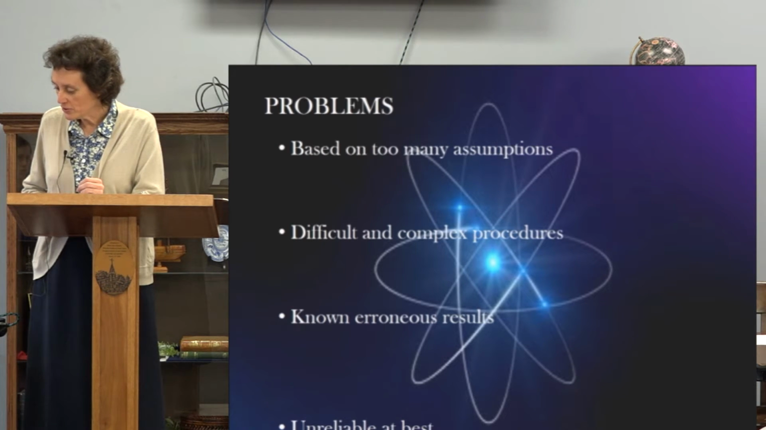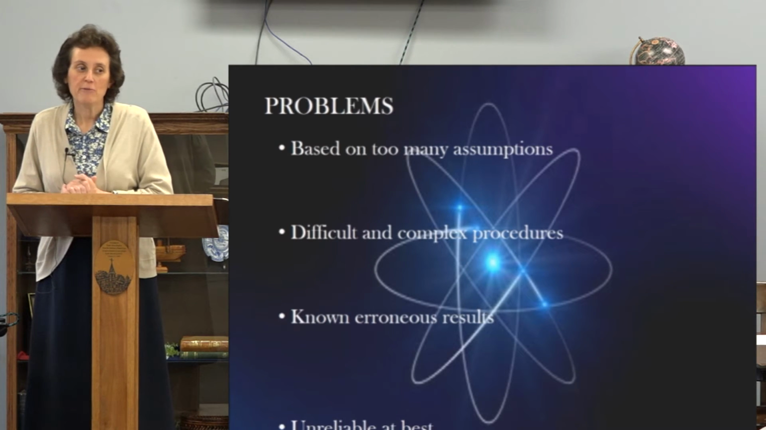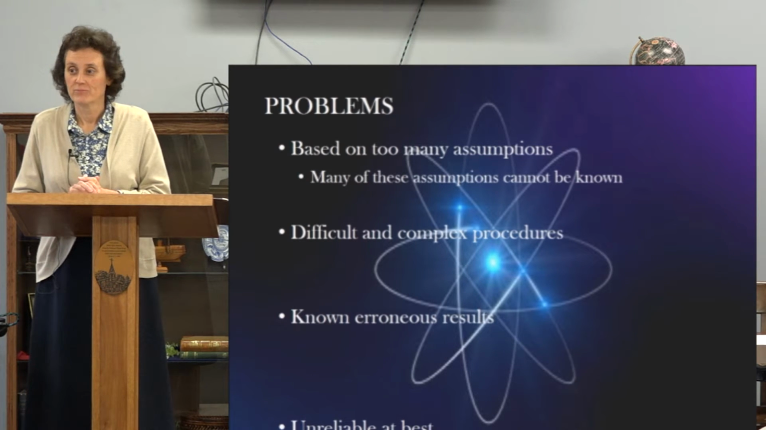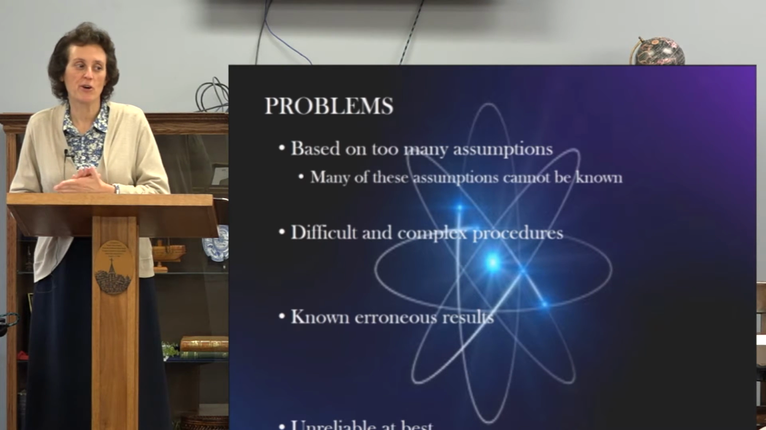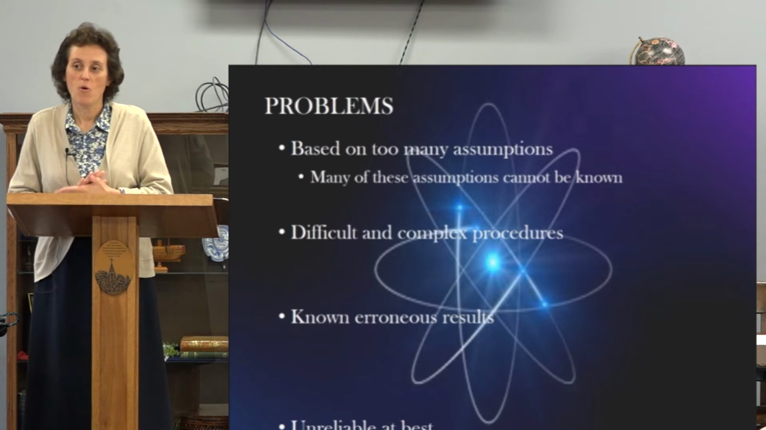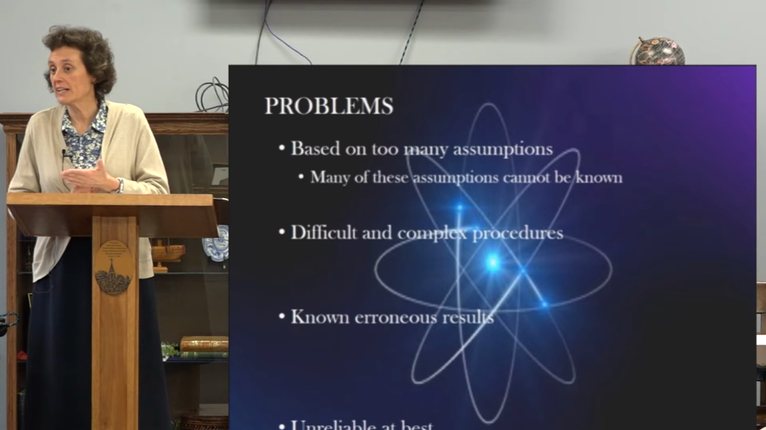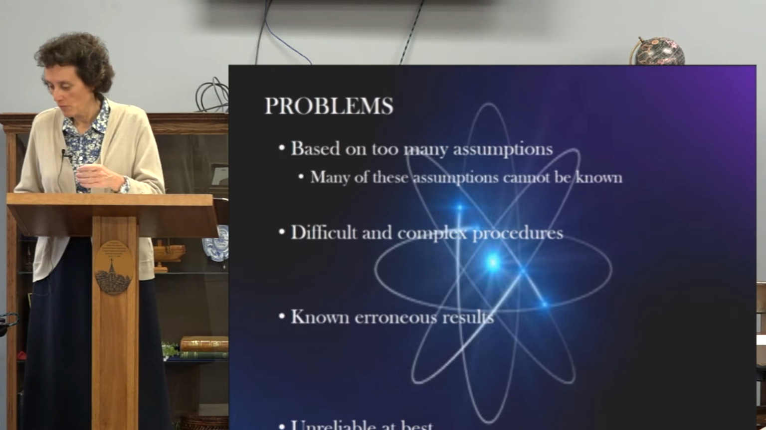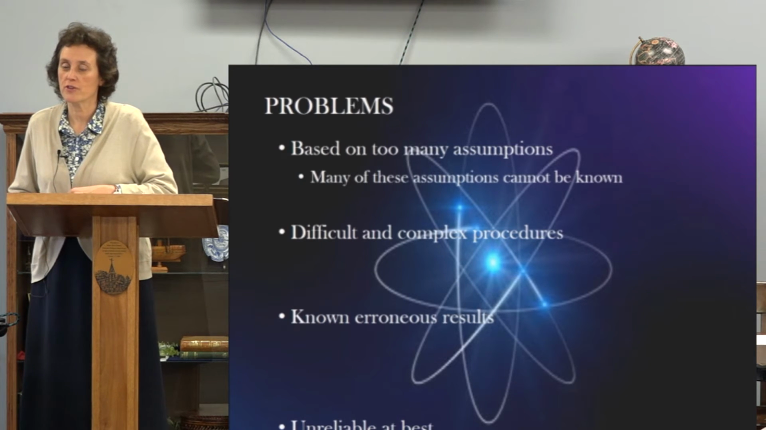All right, so based on too many assumptions, can we even know if those assumptions are valid? Can we know that those rates remain constant, even 5,000 years ago, as in the case of carbon? Or can we even know that the decay rate remained constant for uranium? Can we know that over millions and even billions of years? Many of the assumptions, we cannot know them. We can't know for sure if they're true.